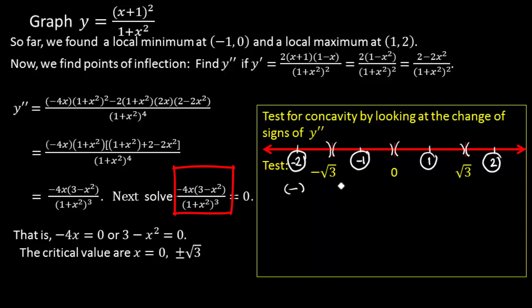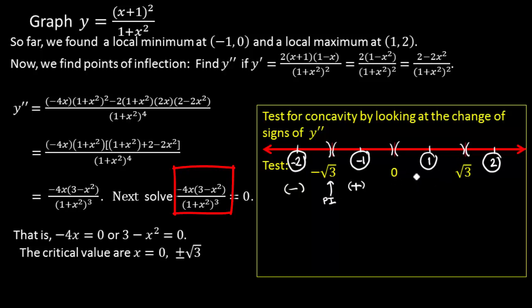So let's try now between negative square root of 3 and 0. If there is a change of concavity, this becomes a point of inflection. So we plug in negative 1 in here. Negative 4 times negative 1 makes it positive. Then 3 minus negative 1 squared, whole thing squared, that becomes positive. So positive times positive is positive. So you see there is a change of concavity from concave down to concave up, which means that this is a point of inflection.